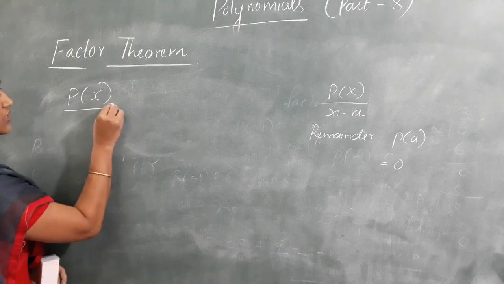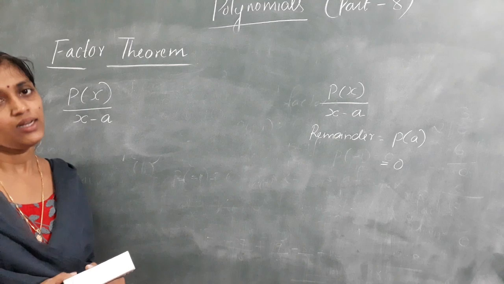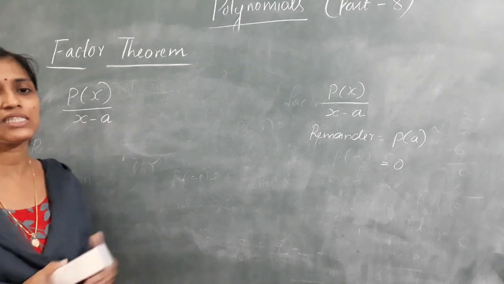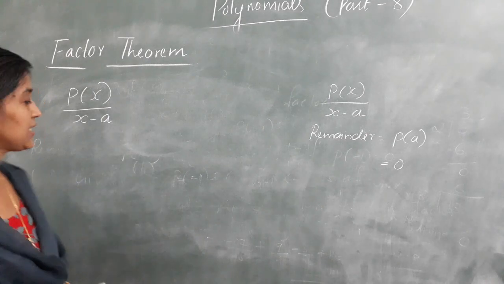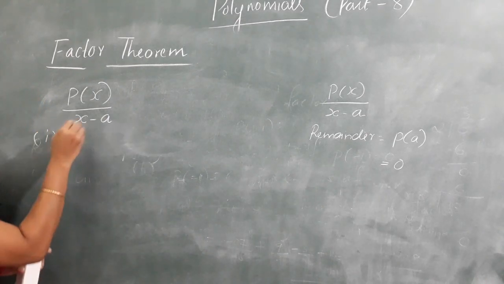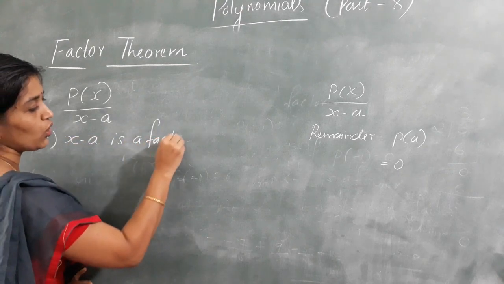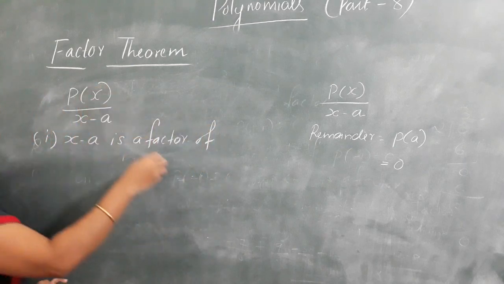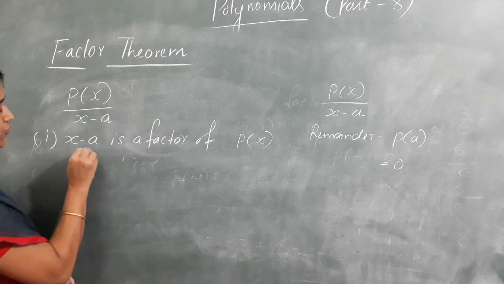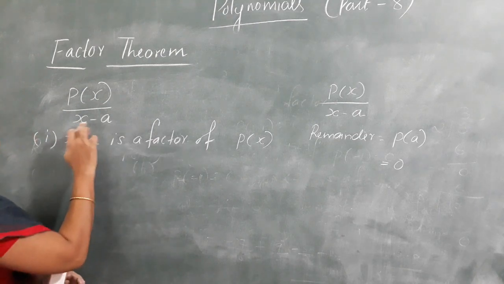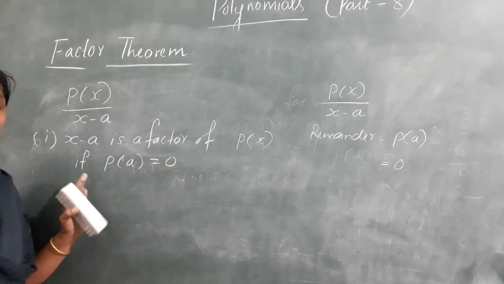Then when p of x is divided by a linear polynomial x minus a, then what states? Factor theorem states that a, where a can be any real number. Okay. Factor theorem states that first one, x minus a is a factor of this p of x. X minus a is a factor of p of x if the remainder equal to 0. What is the remainder? If p of a equal to 0. That is the first condition.